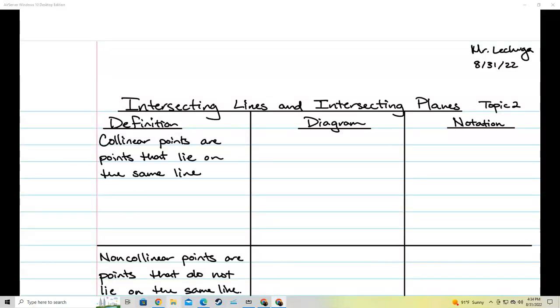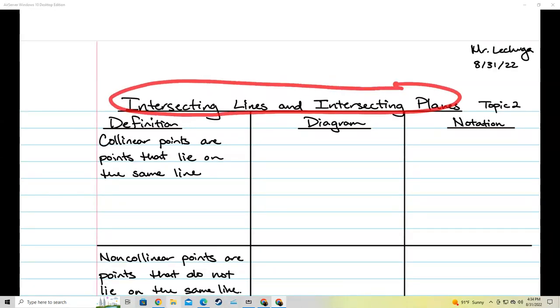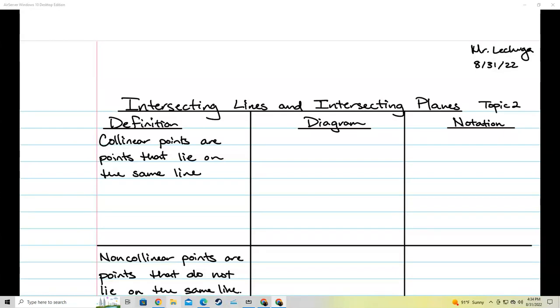Okay, here is our second day of notes, which means this is going to be on your second page. That means that this needs to be written not only here, but it also needs to be written on your table of contents under topic number 2. So it's your second entry into your table of contents, guys.